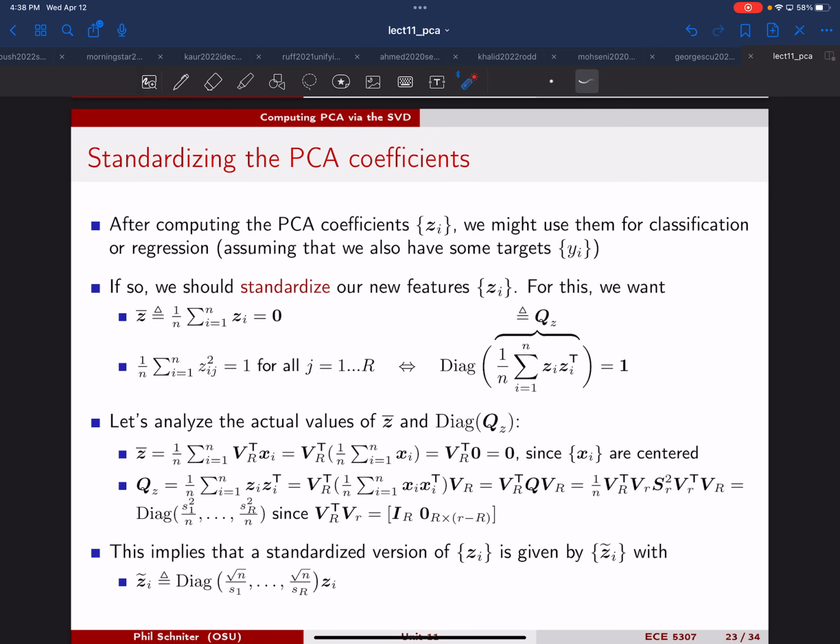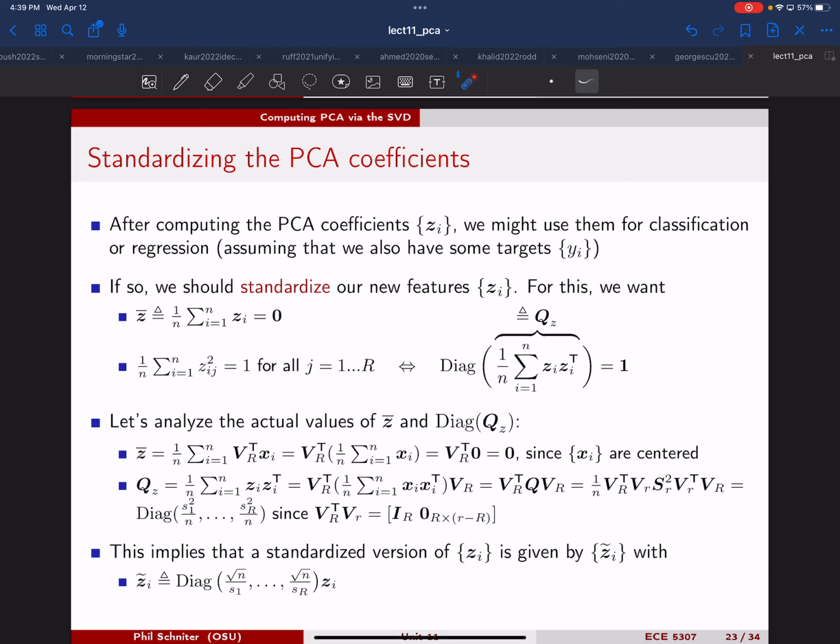So let's say we've computed the PCA coefficients, which have compressed our features. That's an unsupervised task in the sense that we didn't use any targets or labels to do that. We just used a collection of feature vectors. But it could be that we actually have some targets, and we might want to do something like classification with our new feature vectors. So these new features are Z_i, where we used to think about the data as being X_i, Y_i. Now our data is Z_i, Y_i.